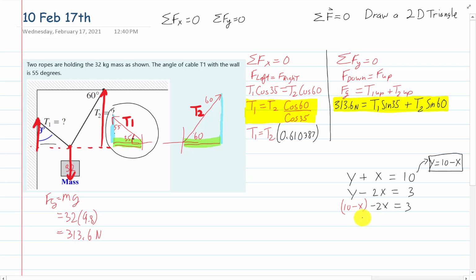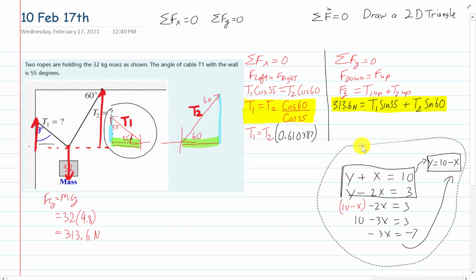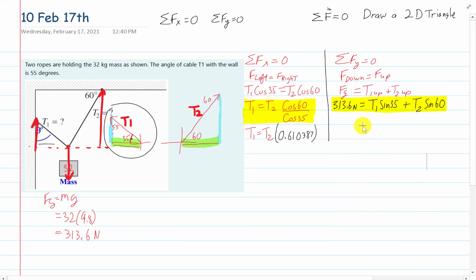Okay, so you get 10 minus 3x equals 3, and then minus 3x is equal to negative 7, and away you go. You solve for x. Once you get x, you plug it back in here and you get y. So that's what you do when you have two equations, two unknowns. That's the math 8 of that, or math 9 when you started doing that. Here's our two equations, two unknowns.